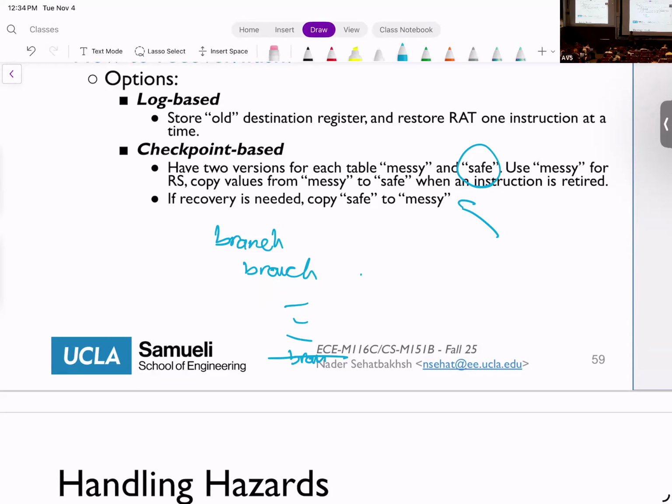Yeah, you need a lot of memory for the checkpointing. You need a lot of tables. For every table you need n tables, so depending on how many checkpoints you can support, the storage overhead would be massive.